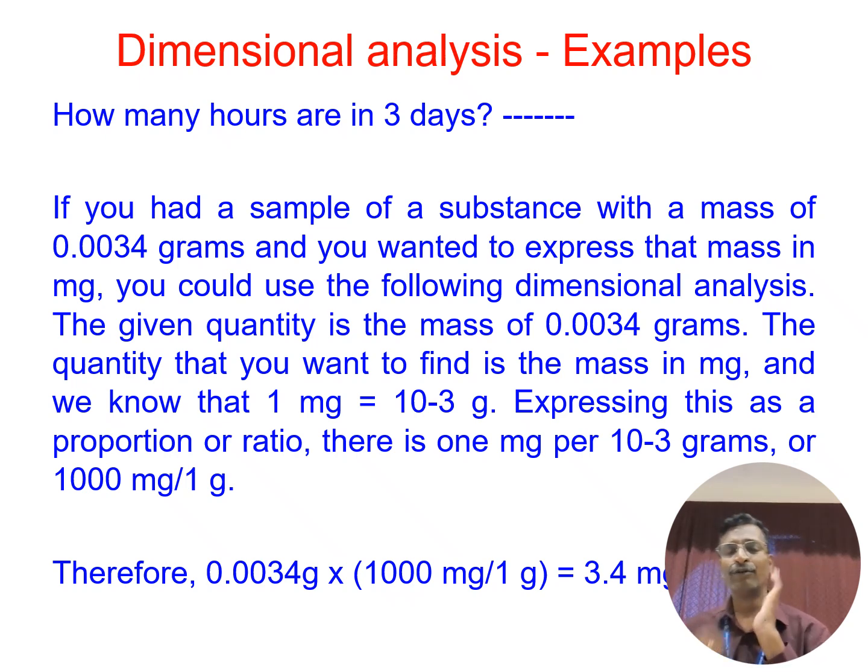Common one, we know 1 day is equal to 24 hours. So 3 days means 3 into 24 hours, 72 hours. This is the simple one.